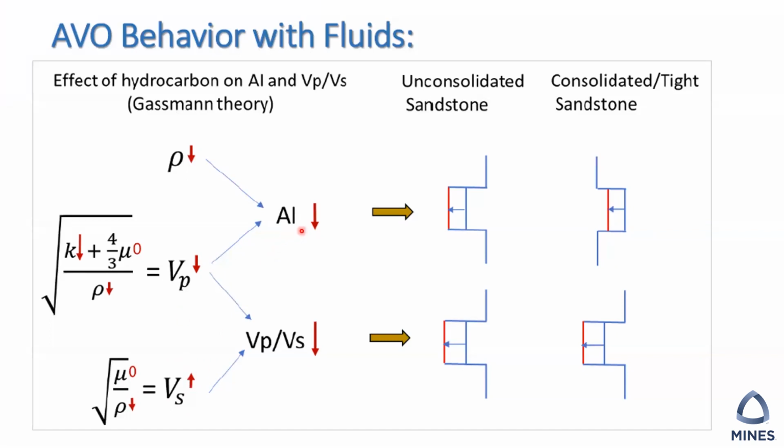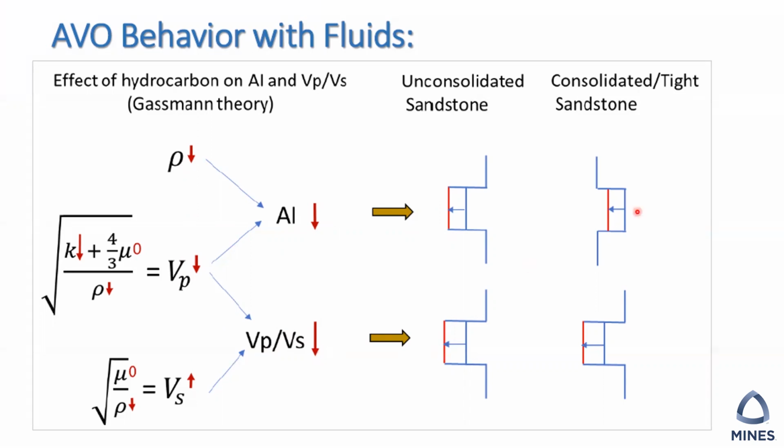So the acoustic impedance is Vp times density. So this is lower, this is lower. So the acoustic impedance is really going to drop for this case. And for the VP-VS ratio, VP is going down, VS is going up, but because it's the inverse, this is really going to go down as well. So you're going to get a large VP-VS ratio change as well.